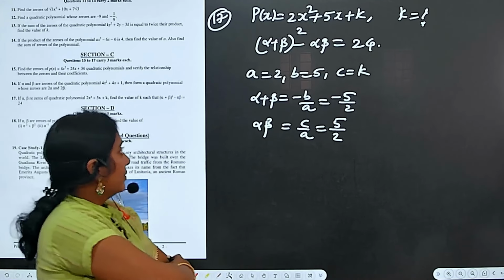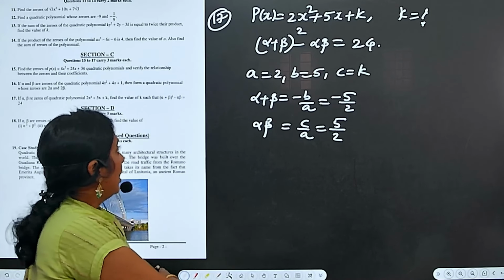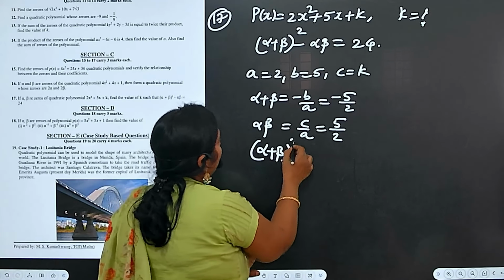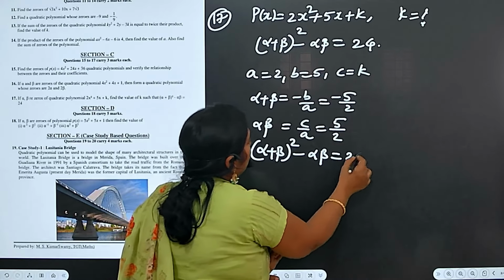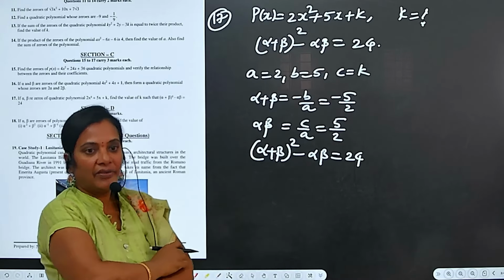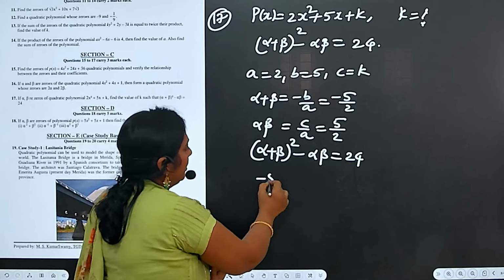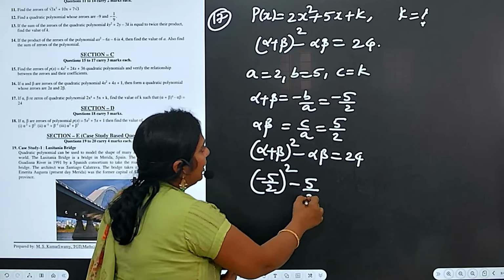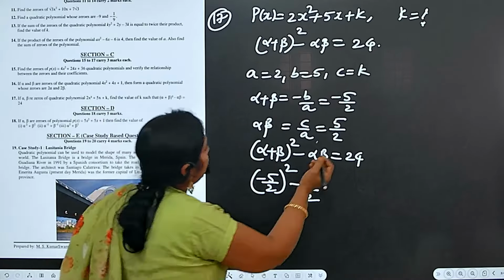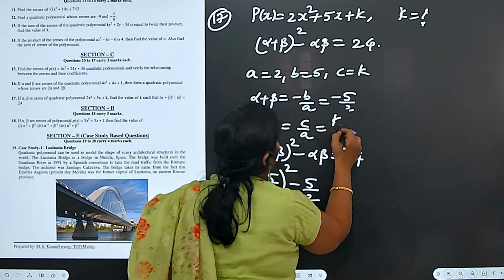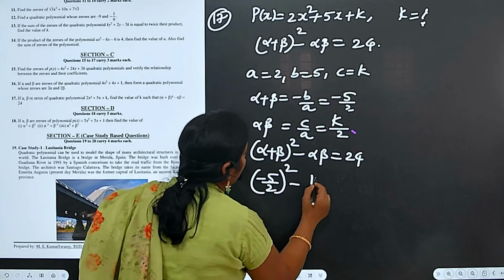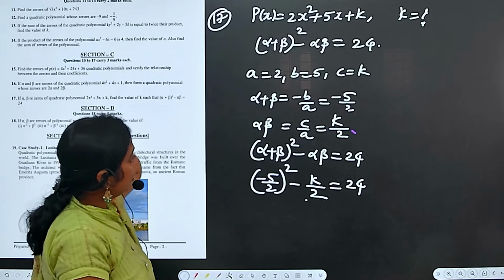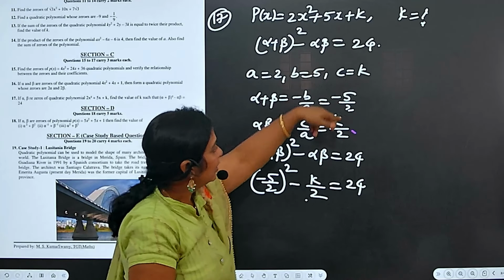Okay? What are they saying? Relation is alpha plus beta whole square minus alpha beta equal to 24. From that relation we find out the k value. Alpha plus beta is minus 5 by 2 whole square, alpha beta minus, sorry, c is k by 2. It is k by 2 equal to 24. Yes, alpha beta is c by a, k by 2.